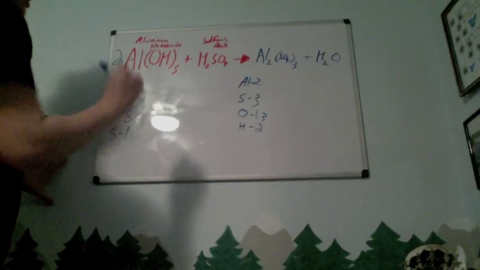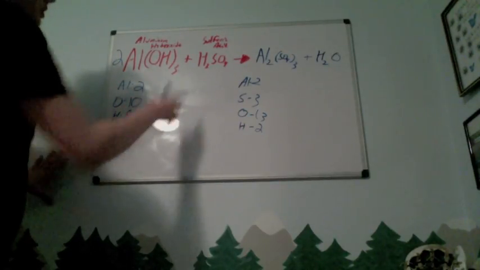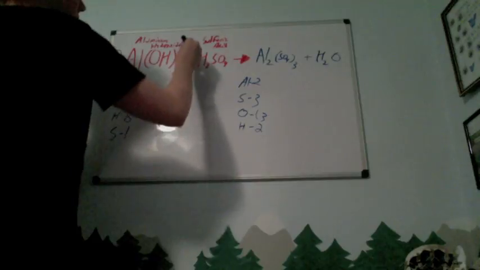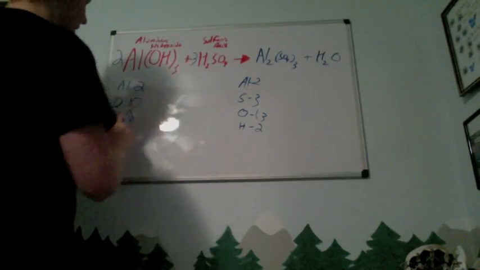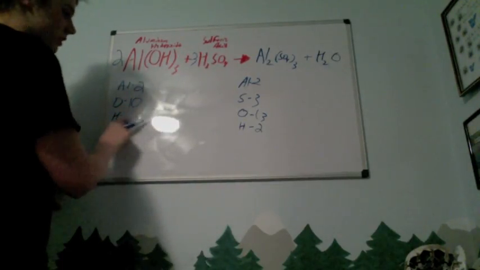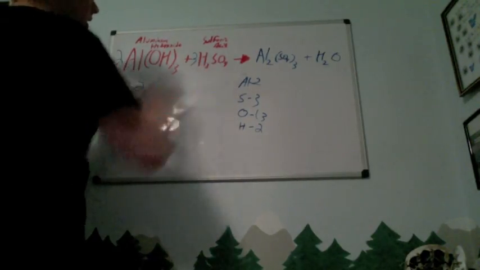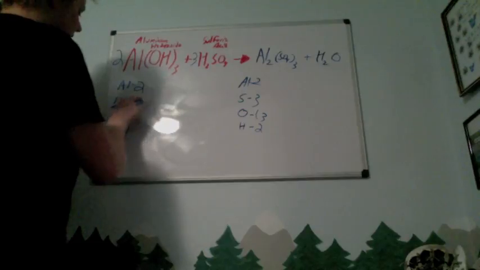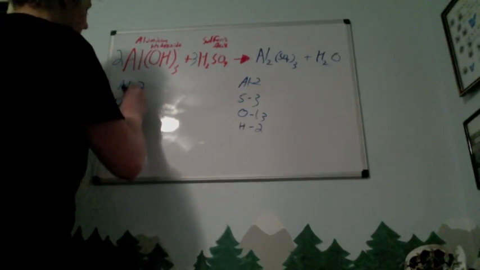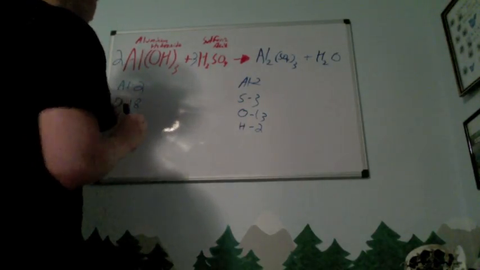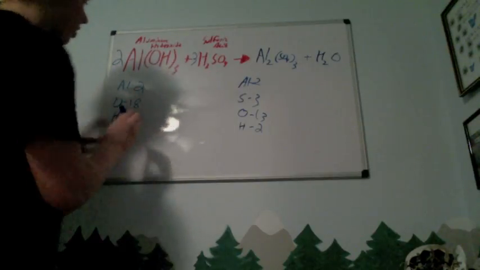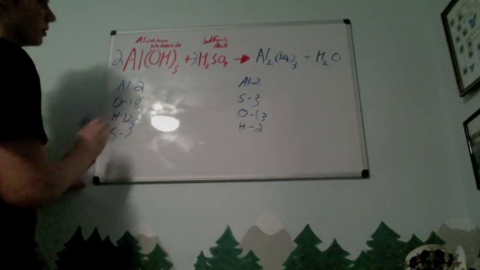So now we move on to the other number that occurs the least, which is S. We have 3 S's over here, so that means we need to put a 3 out here. So we can add 4 to the hydrogens and get 12. And we can add 8 to the oxygens and get 18. So our easiest step, and we have 3 sulfur.